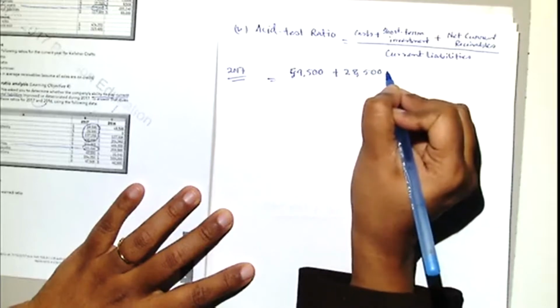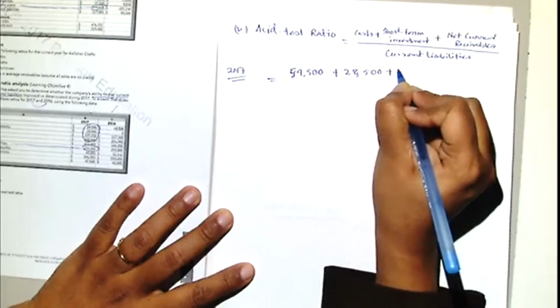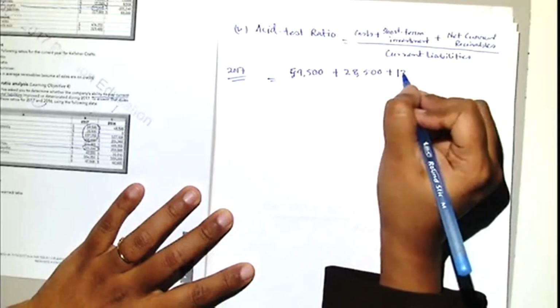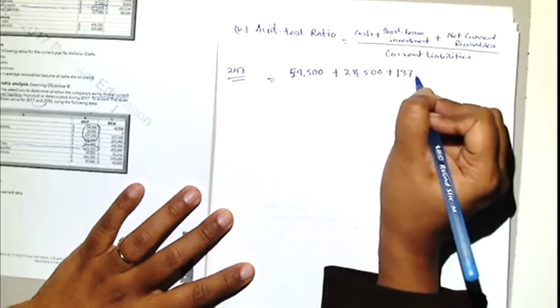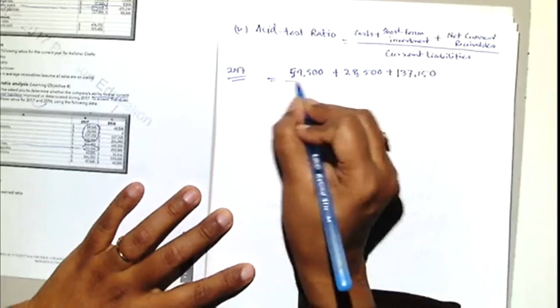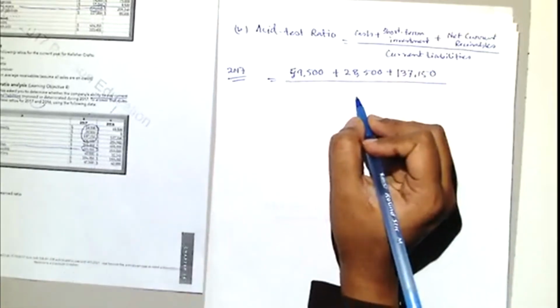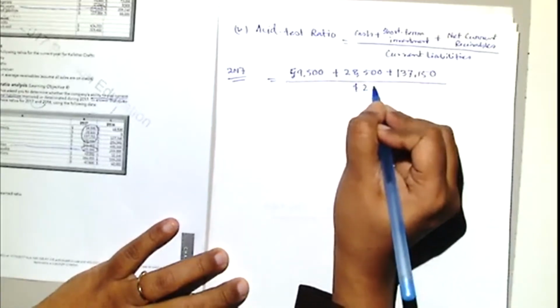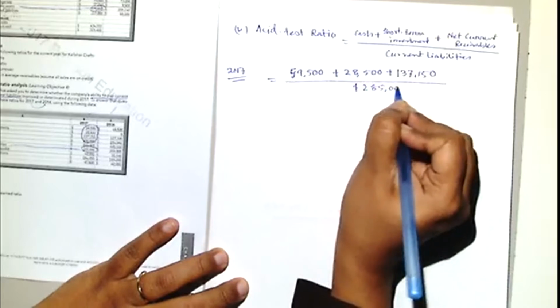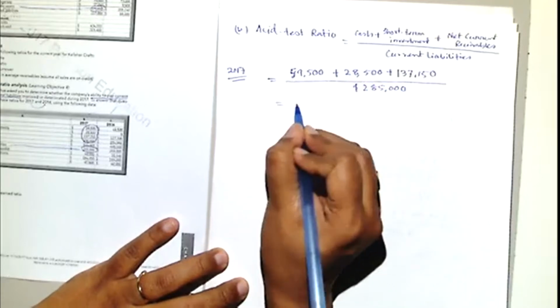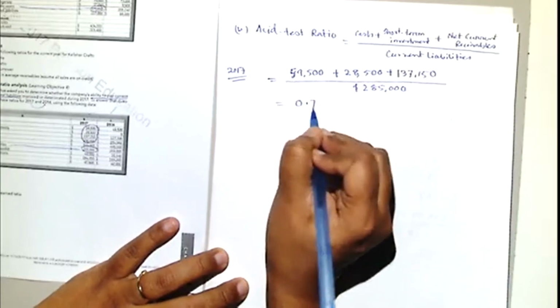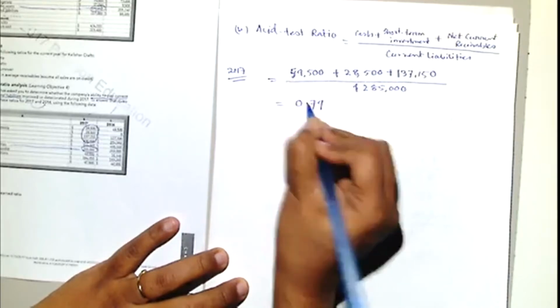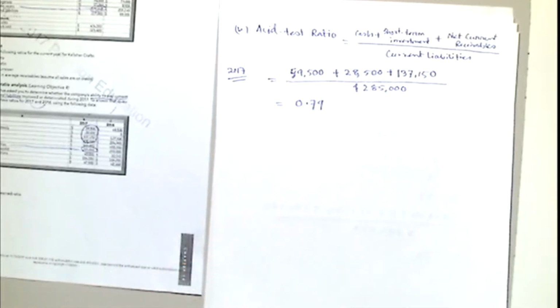28,500 plus 137,150. Well, that's the three items and current liabilities. Yeah, it's the same, 285. Great. And what's your ratio? 0.79. Well, it says that if it's more than 1, that's good for you, but if it's a little below 1, it's also fine. Right.